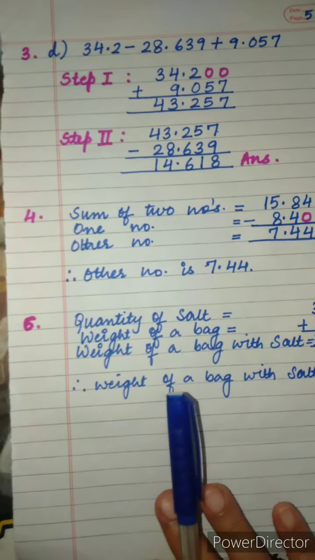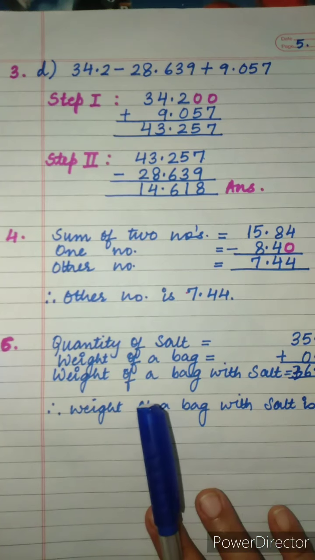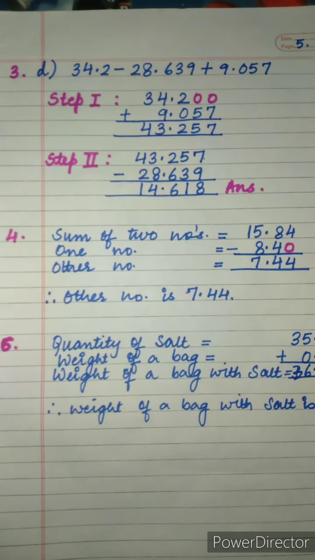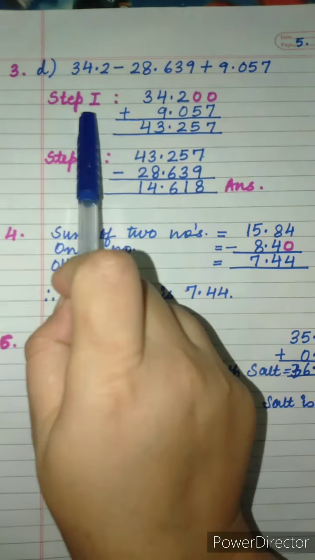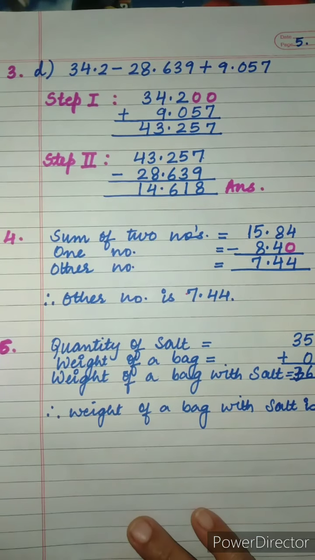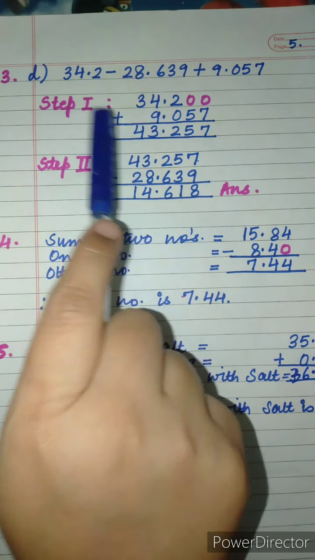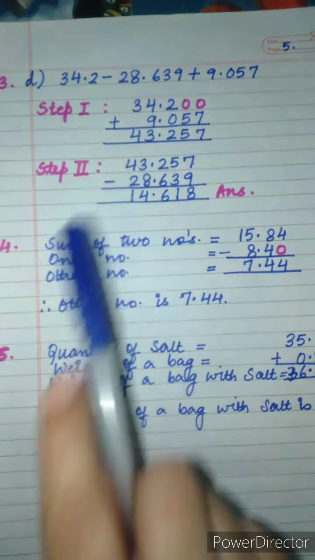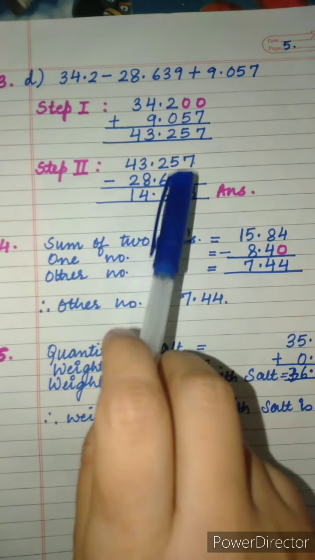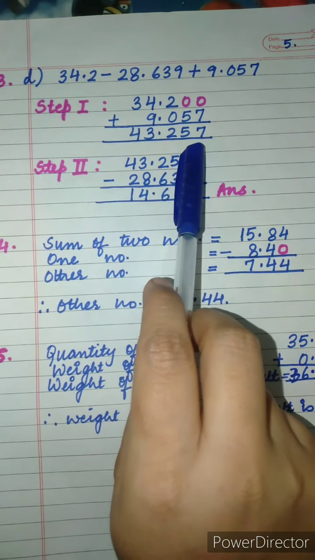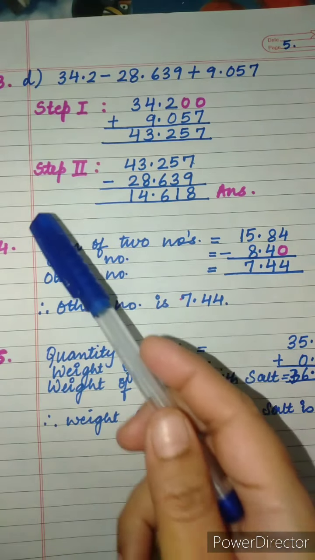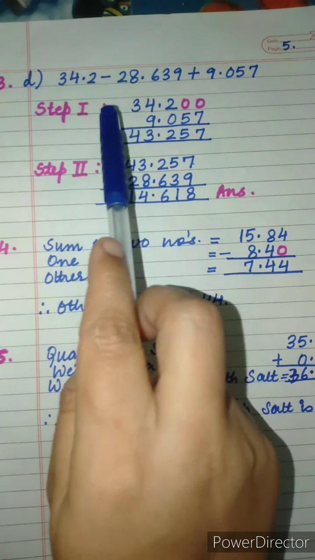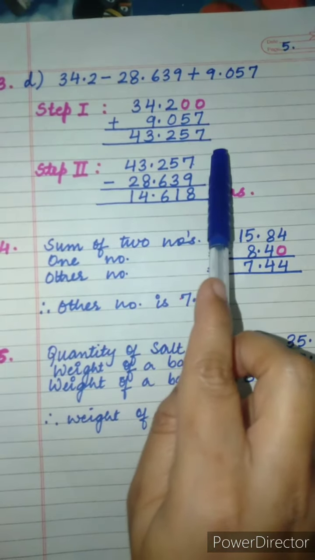Now question number 3, we have simplification. In the simplification we have 34.2 minus 28.639 plus 9.057. We have done this question in 2 steps. In the first step I have added the positive numbers. The positive numbers were 34.2 and 9.057. By adding them we get 43.257.